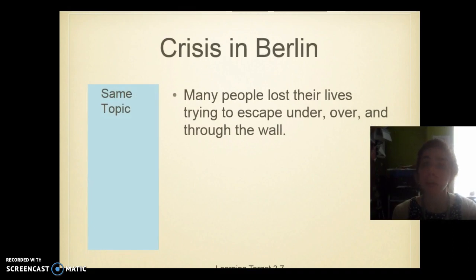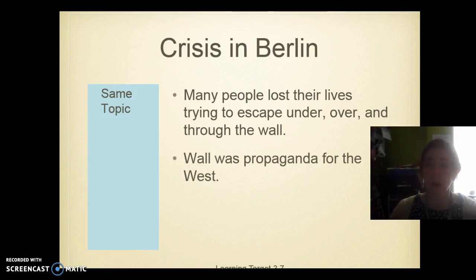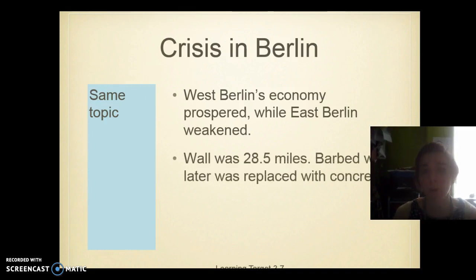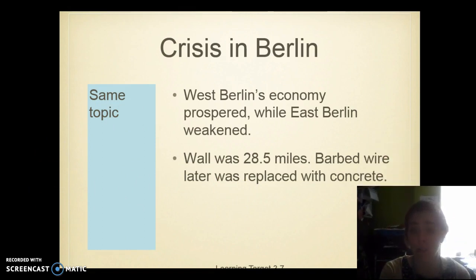Many people lost their lives trying to escape under, over, and through the wall. The wall was actually used as propaganda for the West, to show that the communists want to keep their people in. And this wall will remain for 28 years. We're going to discuss it a little bit more in class, but just so you know, West Berlin's economy prospered and East Berlin's weakened. On one side of the wall it would be very poor, and on the other side, in West Berlin, it was not poor at all. The wall was 28.5 miles, and the barbed wire was later replaced with concrete.